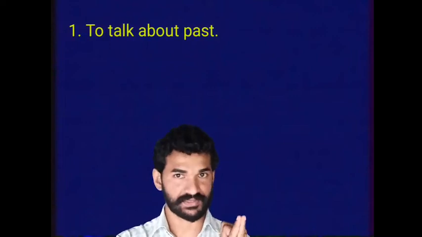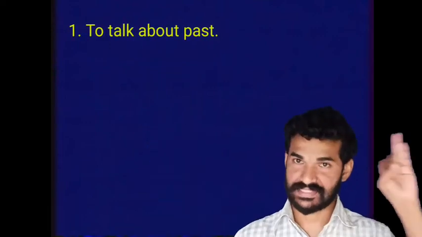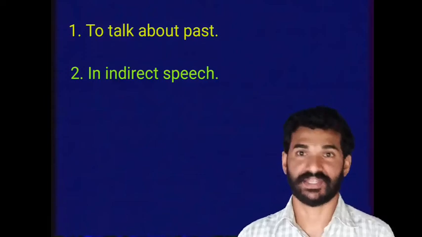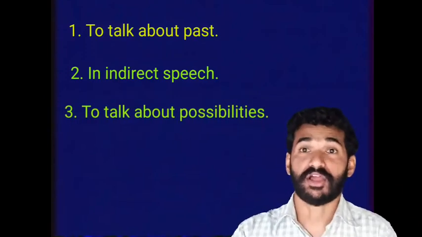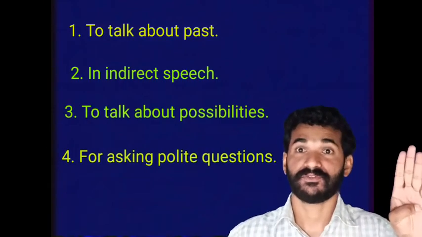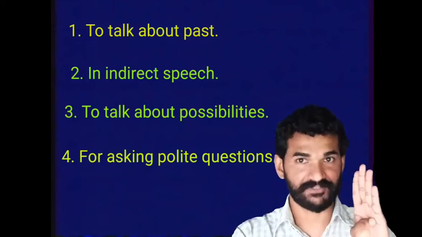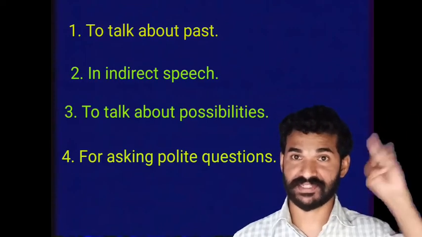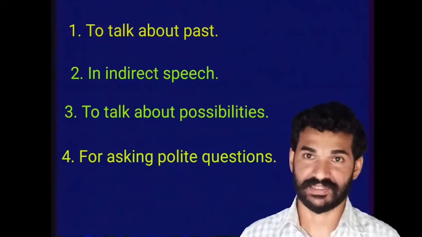If you have any confusion or any doubts, you can ask me. So these are the four major uses of could. First one, we use could to talk about the past. Second, we use could in indirect speech. And third, we use could to talk about possibilities. And fourth, we use could for asking polite questions. So these are the four major uses of could: past, indirect speech, possibilities, and polite questions. Don't forget that. If you have any doubt, don't hesitate to ask me.